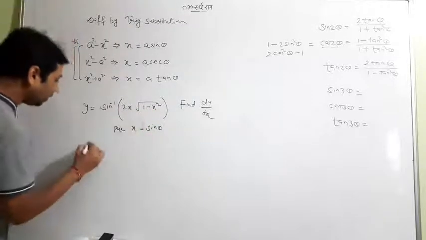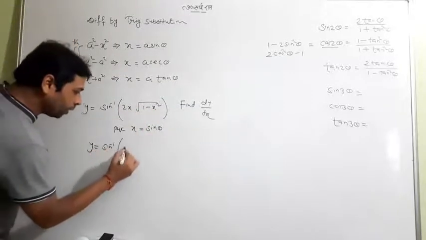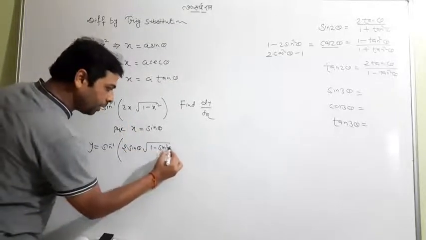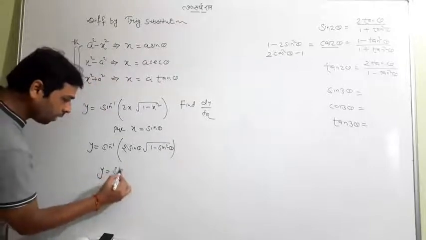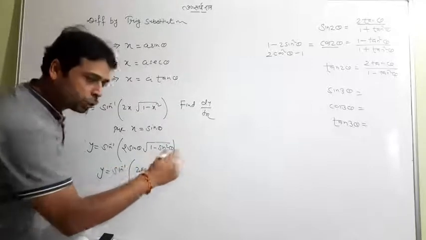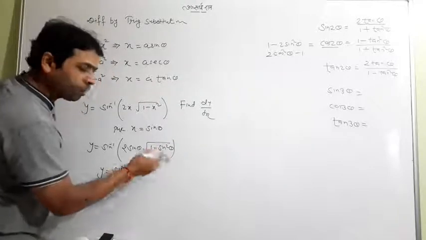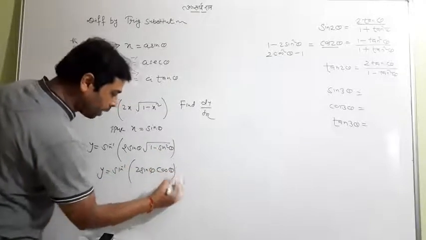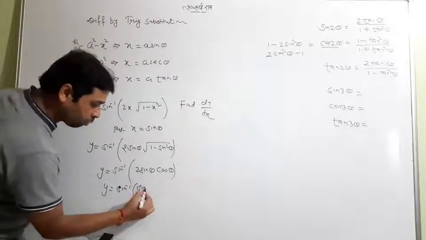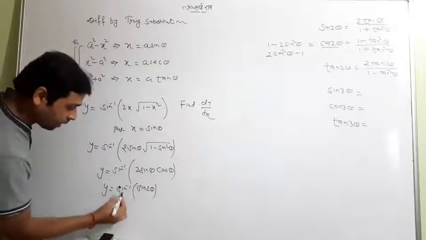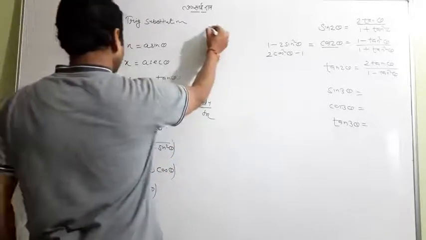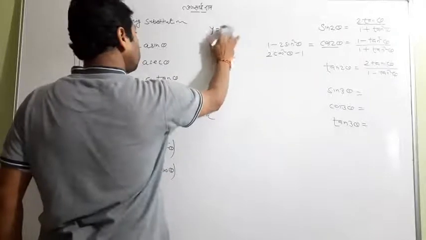When I put x equal to sine theta, look at what I will get. y equals sine inverse of 2 sine theta times the square root of 1 minus sine square theta, and 1 minus sine square theta is cos square theta. When cos square theta comes out of the root, it is cos theta. And lastly, sine inverse of 2 sine theta cos theta is sine inverse of sine 2 theta, and ultimately sine inverse and sine cancel, it is just 2 theta. Now theta is equal to, you know the concept, y equals 2 theta.